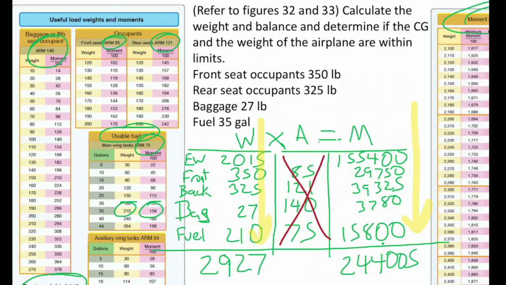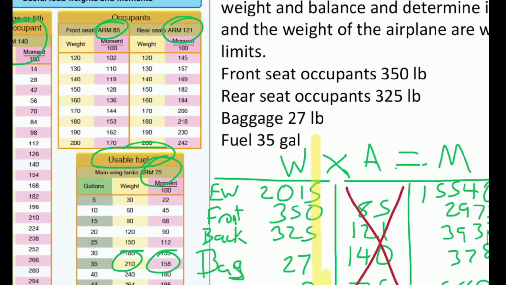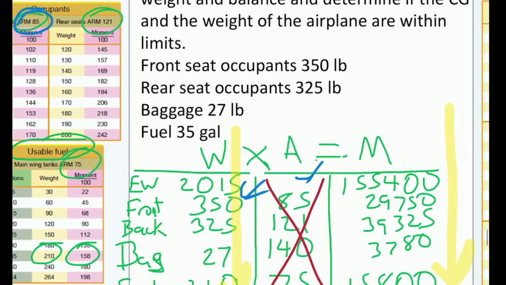So what you do is you look to find what the arm is, and then you get the information you need. So for the front seat, 350 is the weight, even though it only goes up to 200, and your arm is 85. So 350 times 85 gives you your moment for that particular item.